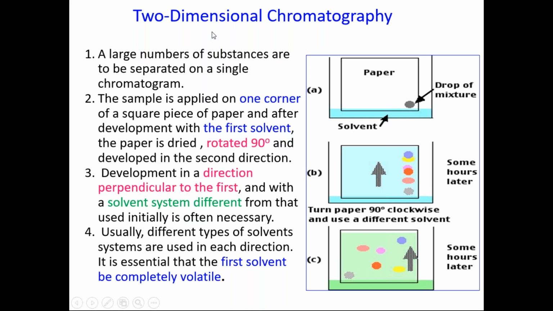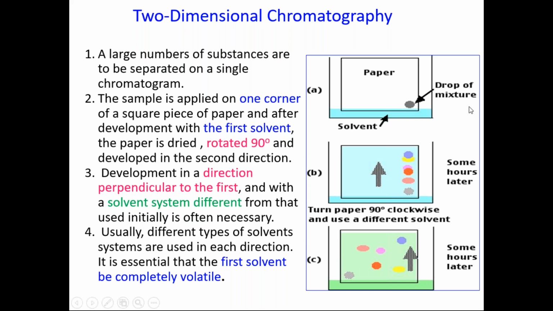So in two-dimensional chromatography, the sample is applied at one corner of the stationary phase or the paper. So the disadvantage of two-dimensional chromatography is you can analyze only one sample at a time, unlike the ascending and descending, where you can analyze a large number of samples and also can co-run the standards.